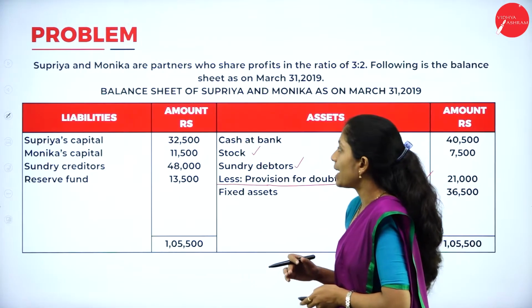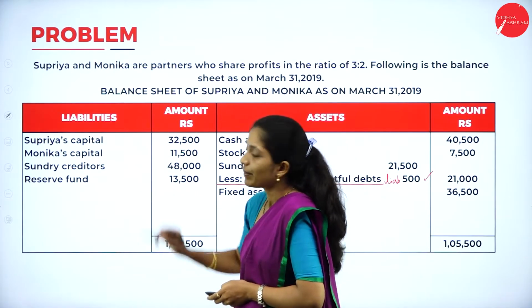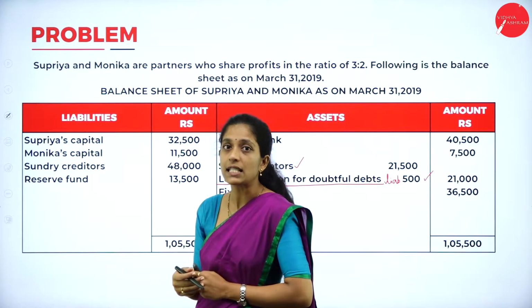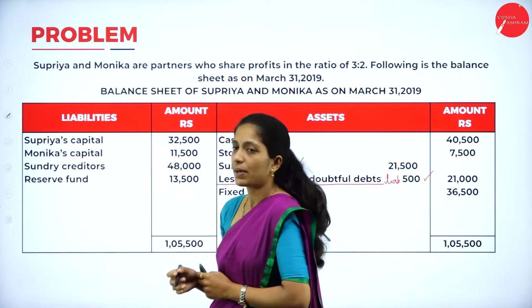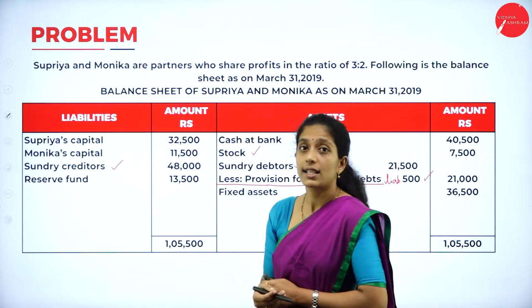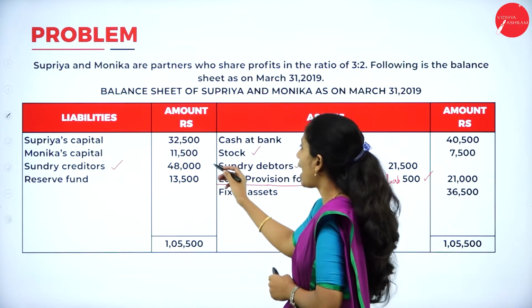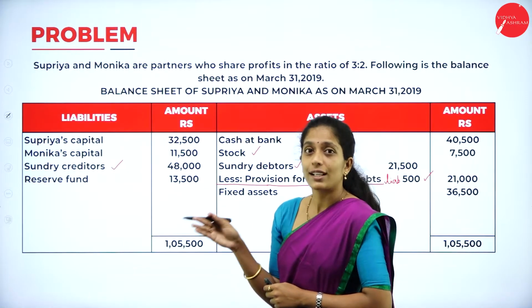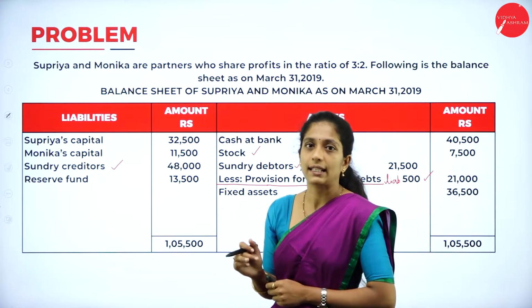Now go through your balance sheet. Here they have given Supriya's capital. Whether we have to take it? No, because it's partners capital. Next, Monica's capital we shouldn't take. Next, sundry creditors. It is an outsider liability. We have to take 48,000. Next, reserve fund. Here there is a reserve fund. We shouldn't take that reserve fund.